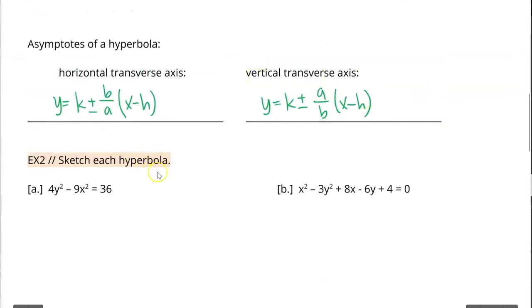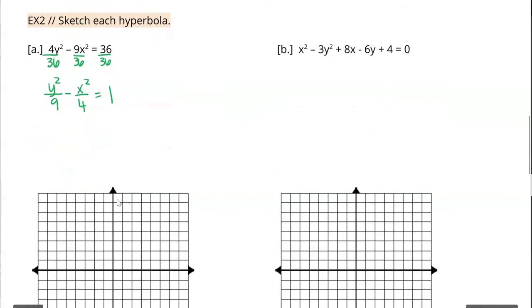Let's sketch these hyperbolas. This one I can tell by looking at it, it's going to be centered at the origin, and that is because it doesn't have these linear x and y terms that this one has. This one is going to be shifted where this one is not. To get this into standard form, I'm just going to divide all three pieces by 36 and then simplify a little bit. 4 over 36 will simplify to 1 over 9. 9 over 36 will simplify to 1 over 4. And the right hand side just becomes 1. That's what we want. And we can get all the information from here.